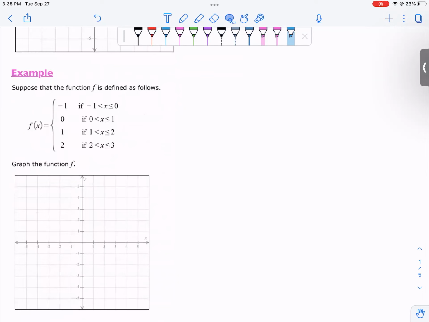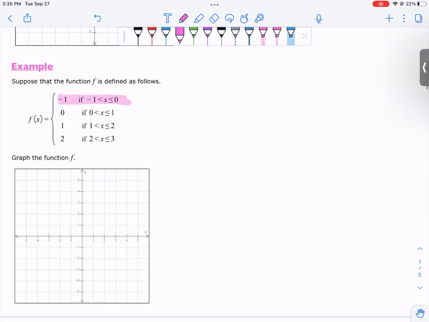Let's do another one. Suppose the function is defined below. So we have to be careful here. The function is negative 1 if x is between negative 1 and 0. This includes 0 and it doesn't include negative 1. So the line negative 1 in general would look like this all the way across. That's the line negative 1. But we're told that it starts at x equals negative 1. So that's going to be right here, and just kind of adjust it.